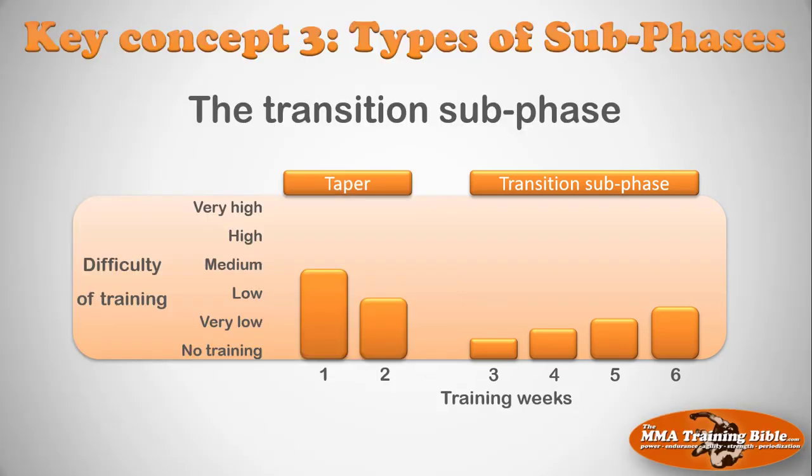Now, the transition subphase typically lasts 3 to 6 weeks. It's longer in longer plans, and shorter in shorter plans, and it may have to be extended if you pick up an injury, as I mentioned. So here is an example of 4 weeks of transition. And you can see you want to start out with a very low level of training difficulty and gradually increase it as the weeks go by.